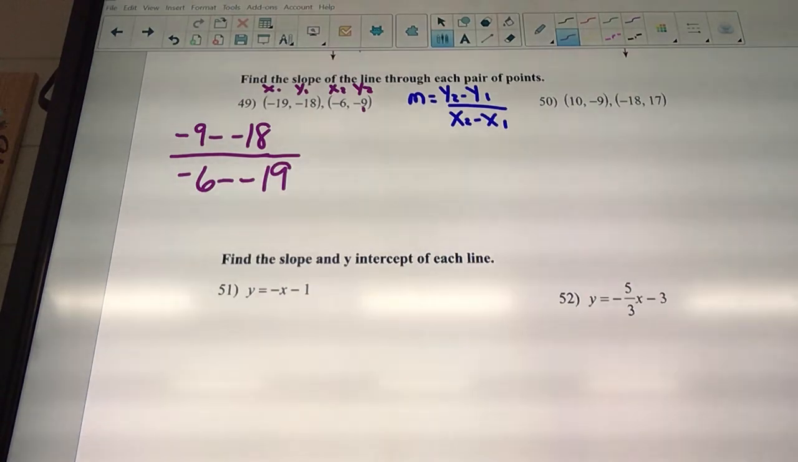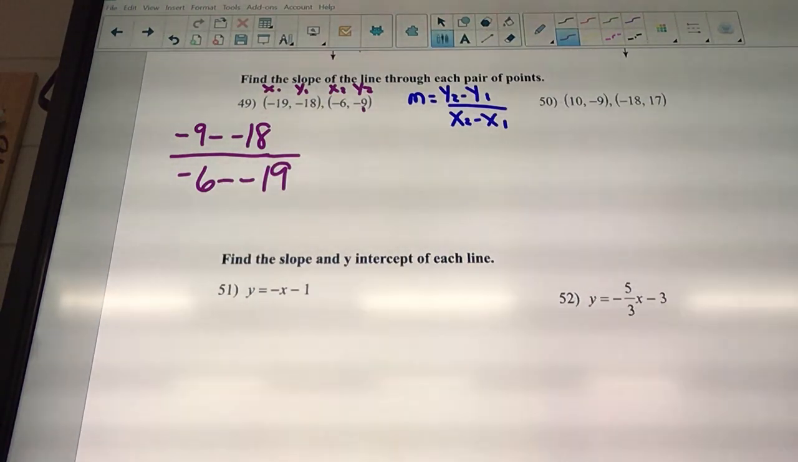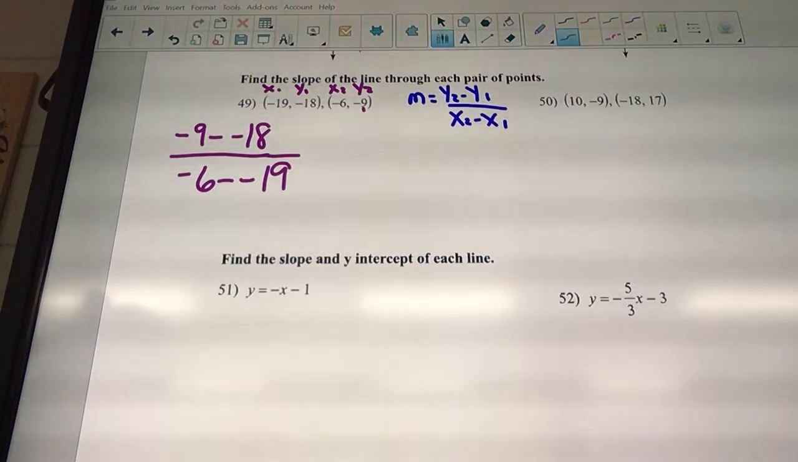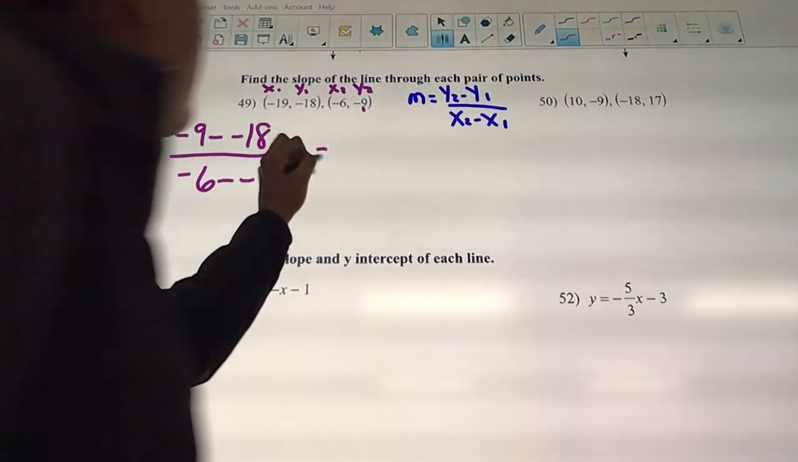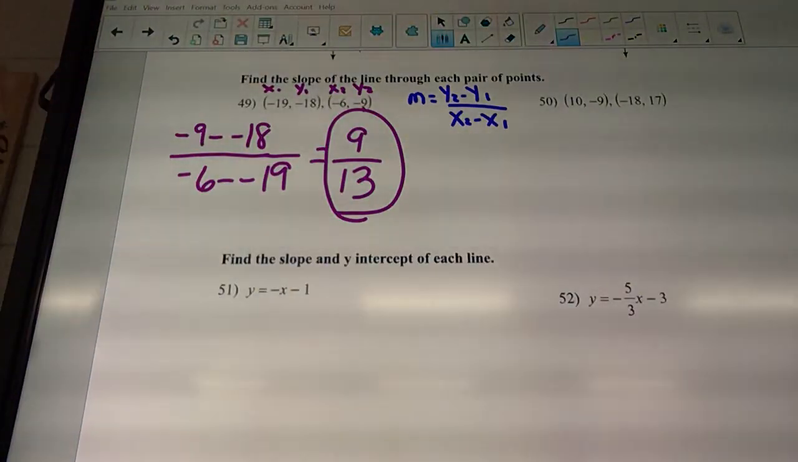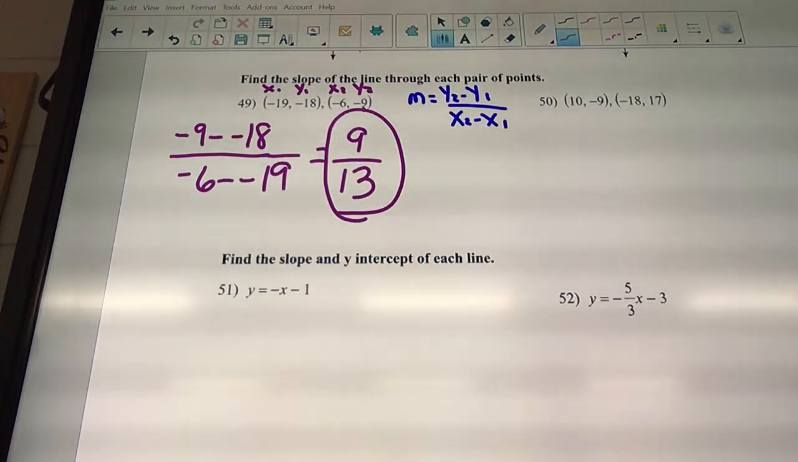Okay, when you guys typed that in, what did you get? 9/13. Somebody agree? Yeah. Okay, and so that's our answer. We found our slope with those two pairs of points.